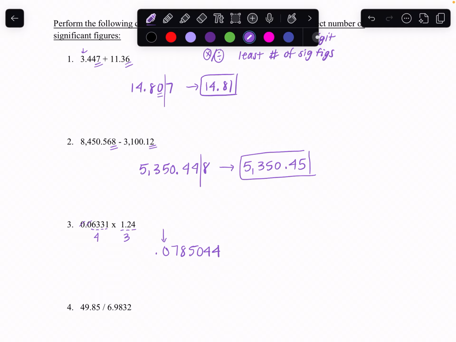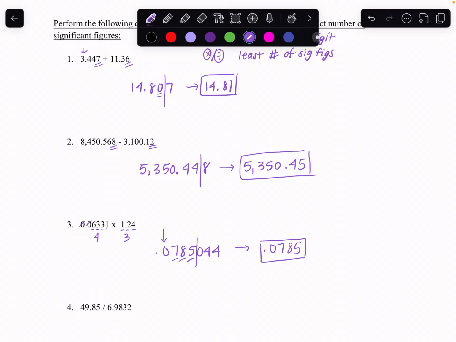I'm going to start counting my sig figs from my 7. And I know I want 3 of them. So I'm going to go 1, 2, 3, right? This is my cutoff point. If I look to the right of the 5, for rounding purposes, I see there's a 0, so I don't have to round. And my final answer will be 0.0785.